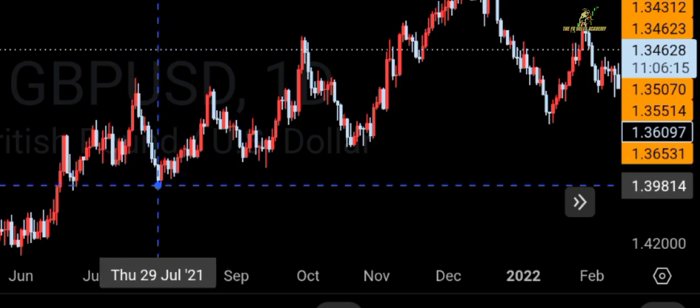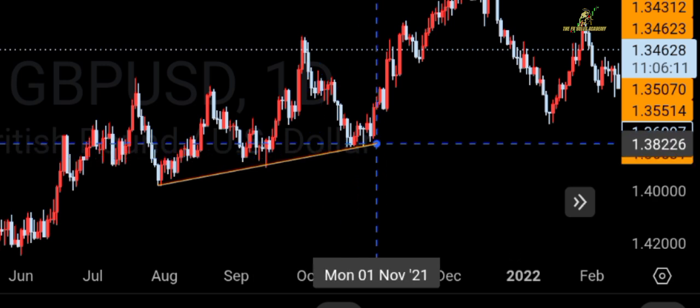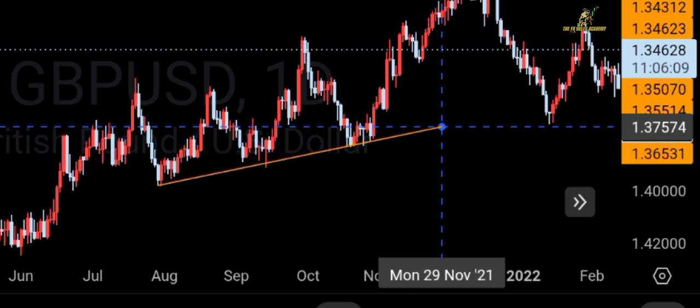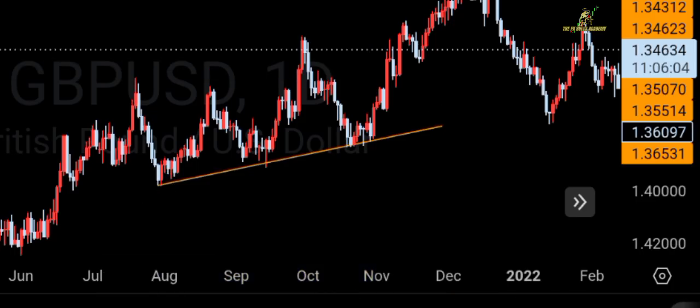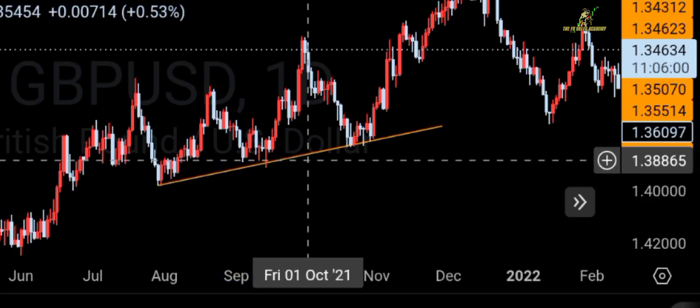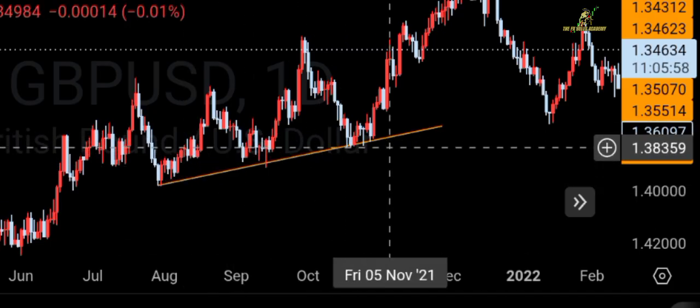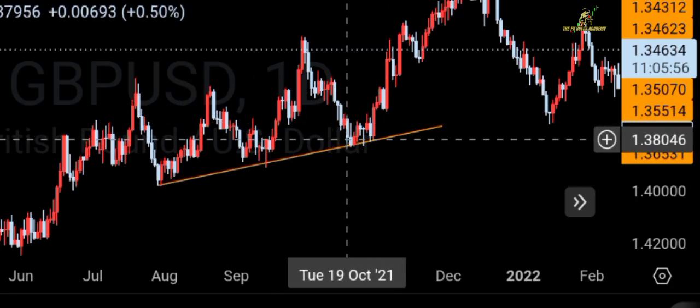So what we are going to be doing is connecting the two of them together to get where price is going to buy from. So at this point, we have gotten where price is going to buy from. Price is coming back to this trend line, giving us our chart pattern or candlestick confirmation.